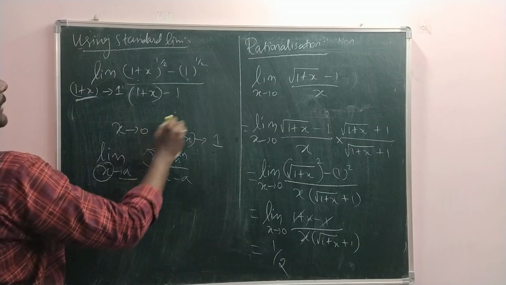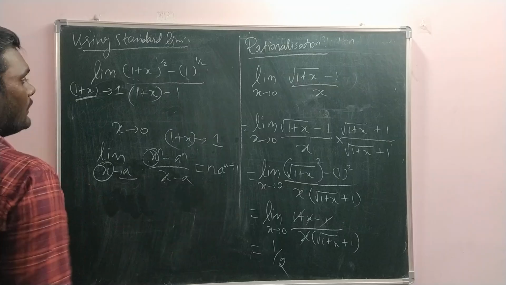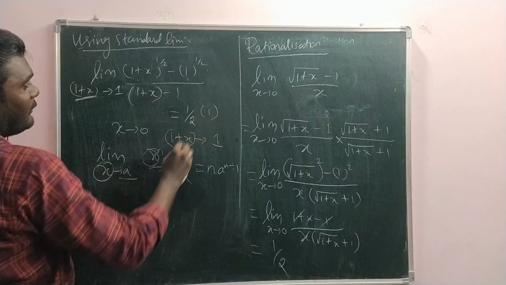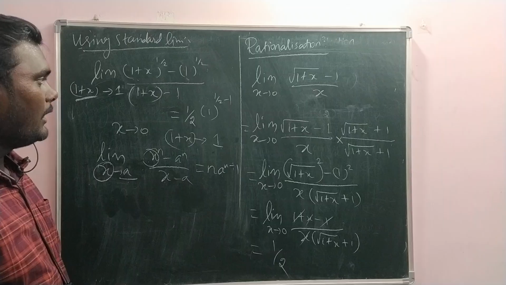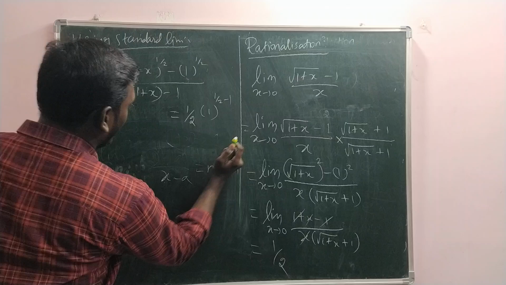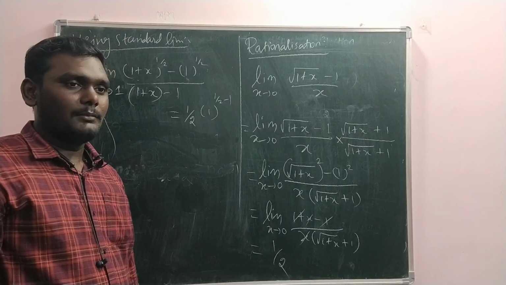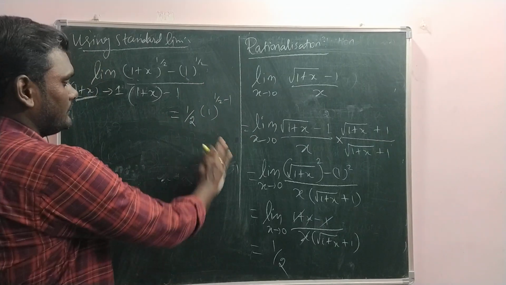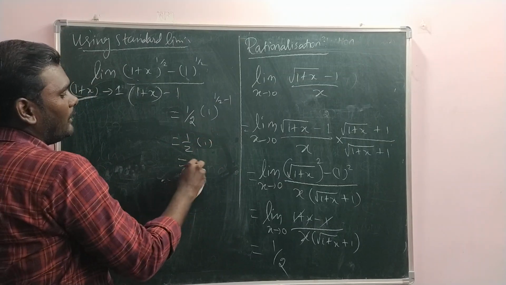So x minus a. Now what is the formula result? n into a power n minus 1. So what is the n value here? 1 by 2. A is 1, power n minus 1, that is 1 by 2 minus 1. For these kinds of situations we have seen that n is a natural number. Remember, n is a rational number and a is a positive integer. So this is 1 by 2 into 1, we get 1 by 2.